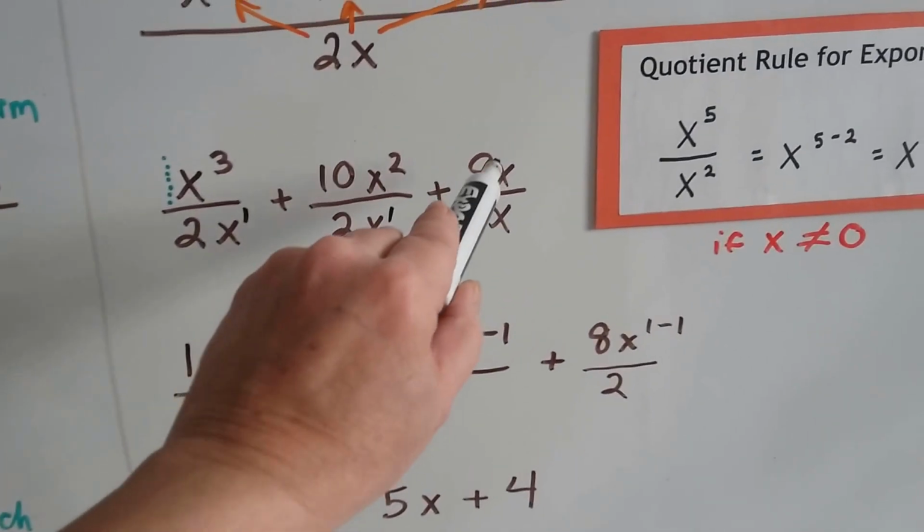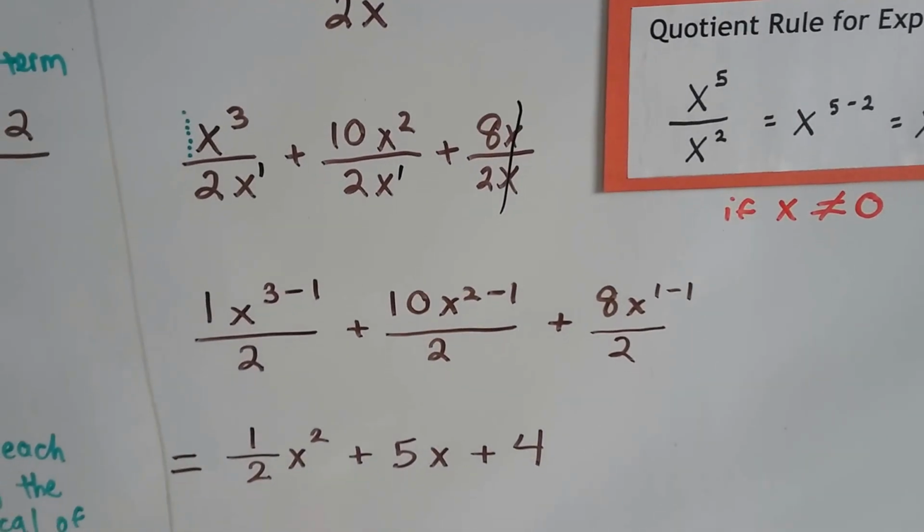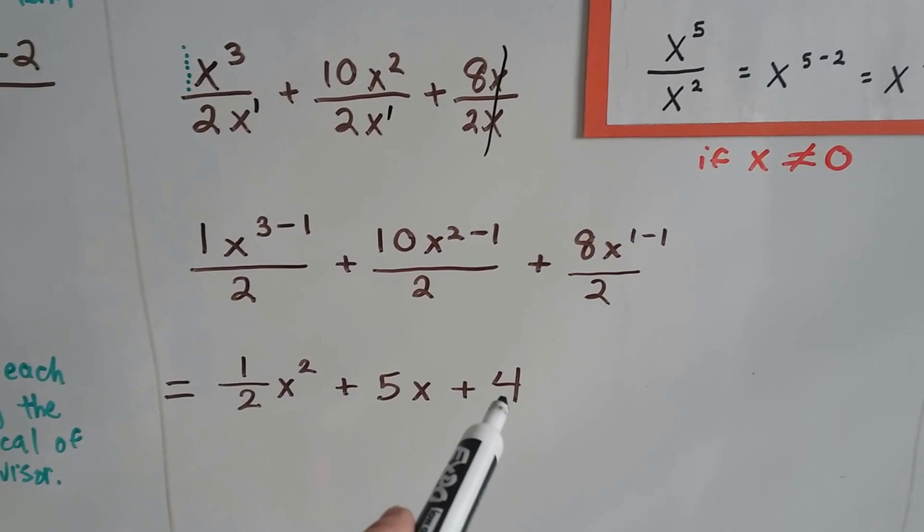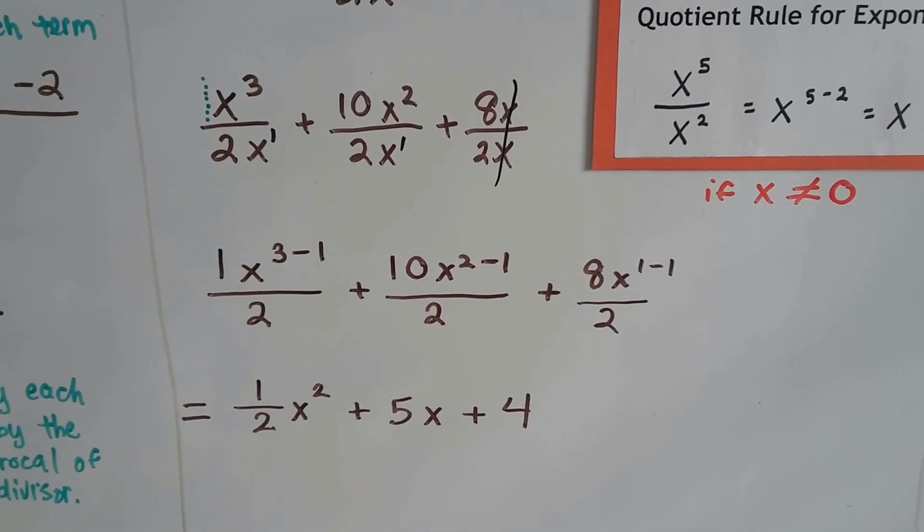And then this one, this x cancels out that x, doesn't it? It's like a 1 minus a 1. So we end up with just a 4. See how I did that?